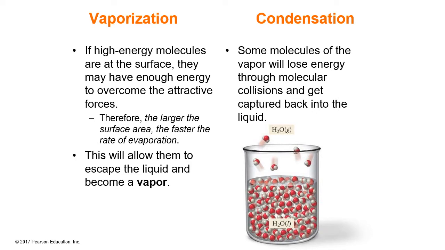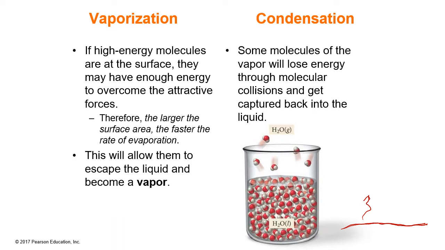If we increase the surface area, so say we pour the liquid out onto a surface, we have more surface area, which means we have more potential for the molecules at the surface to escape. This increases the rate of evaporation, allows them to escape the liquid and become a vapor.